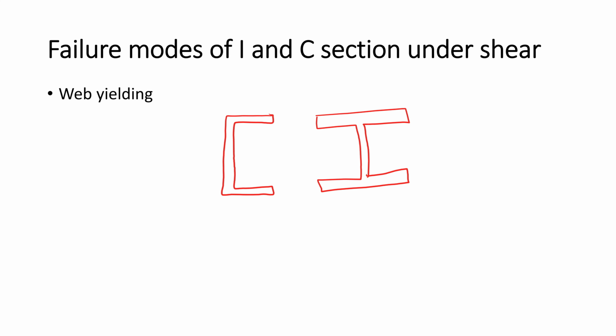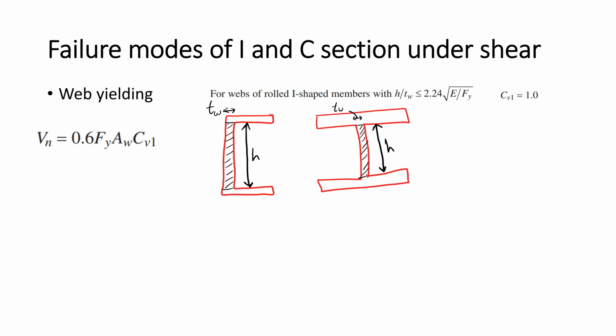The first one is web yielding. The shear stresses in these sections are mainly resisted by the webs. A sub W is the area of the web. In this case, it is H multiplied by the thickness of the web. F sub Y is the yield strength of the material. C sub V is called the buckling coefficient of the webs and is a measure of the ratio of the height of the web to the thickness of the web.